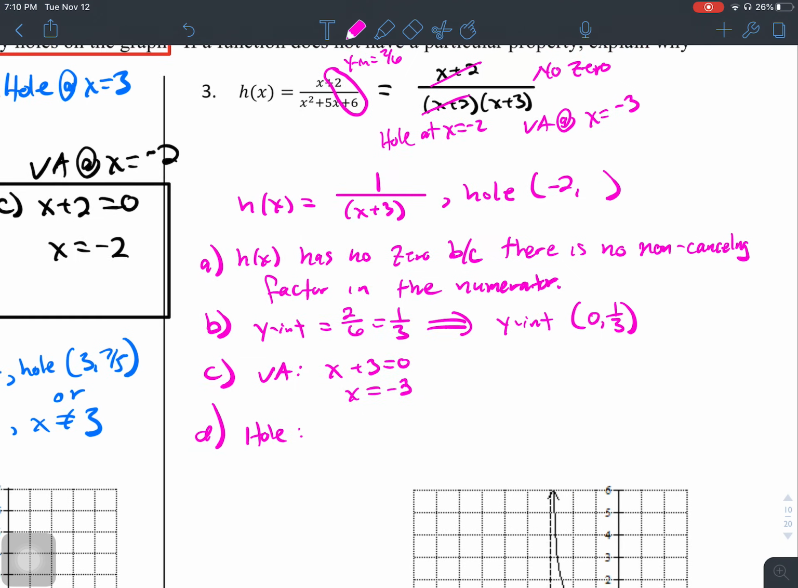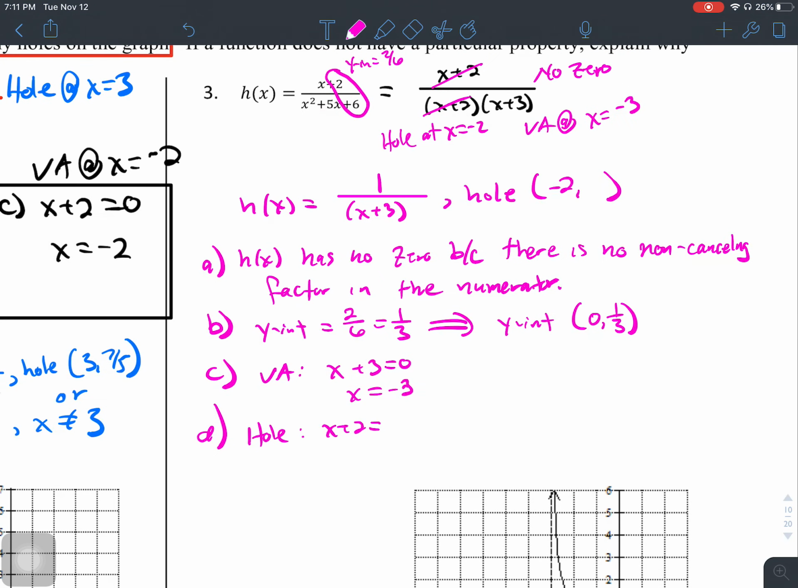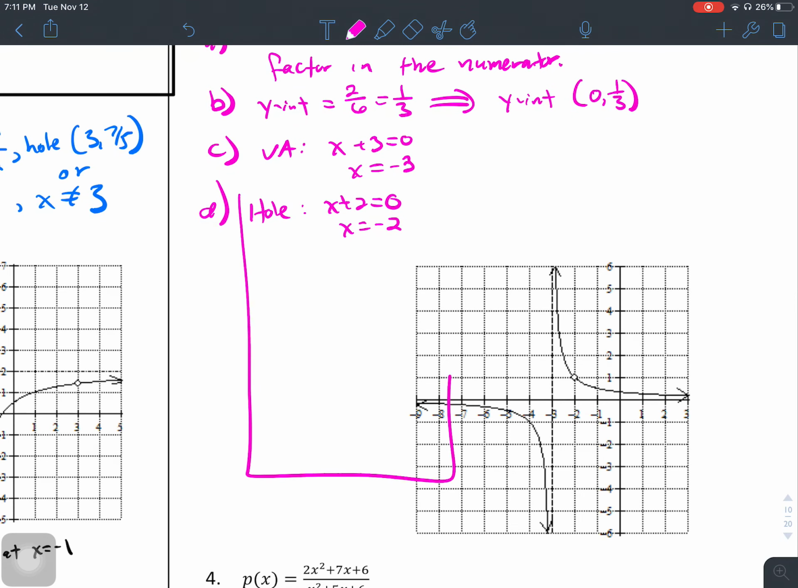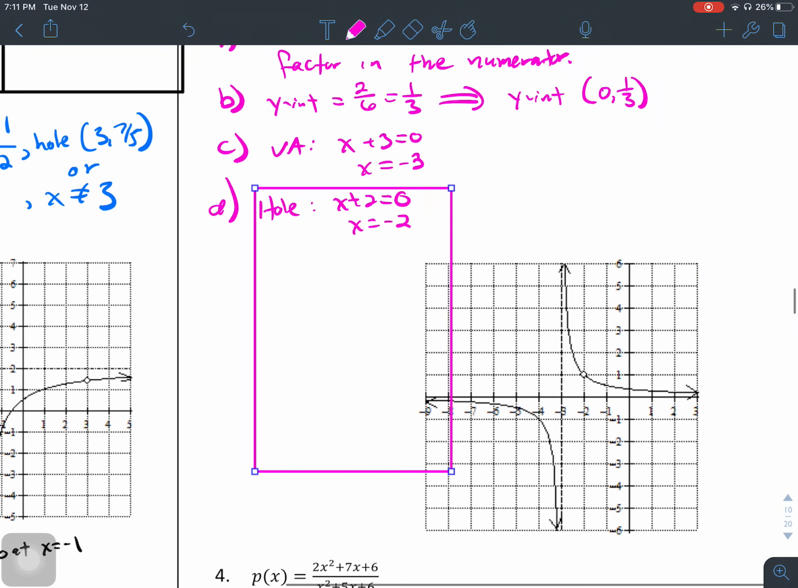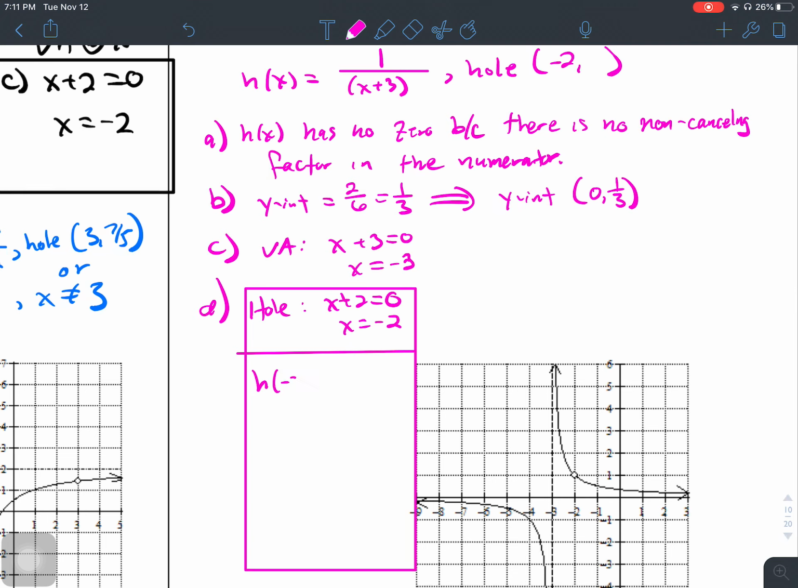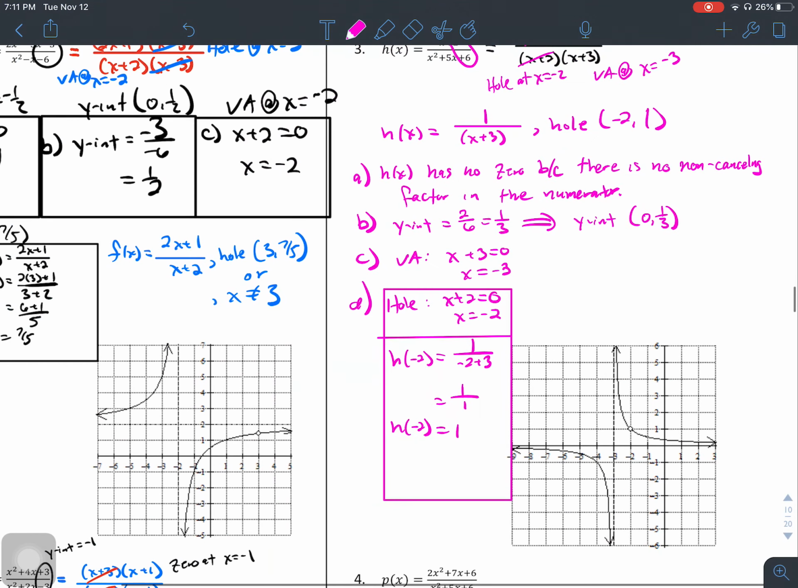Hole. The hole, we take the canceling factor and set it equal to 0. And we solve it. We get there's an x value of negative 2. To find the y value, see if I can use my space better than I did last time. To find the y value, take what's left of the function, replace the x values with negative 2, and we're going to get 1 over 1, which is 1. The location of this hole should be negative 2, 1. We answered all the questions.